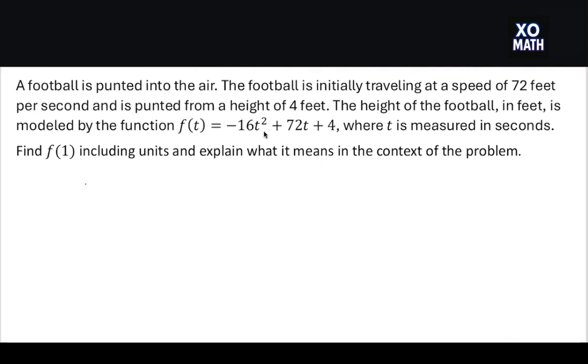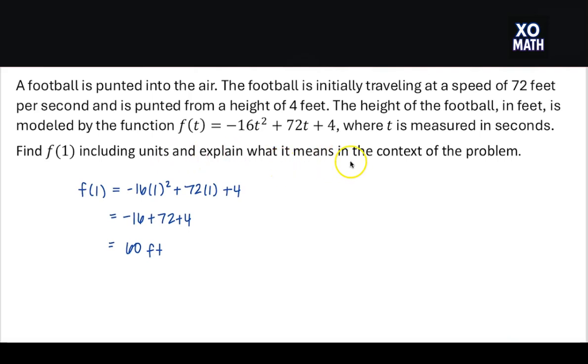So we're going to have f of 1 is equal to negative 16 times 1 squared plus 72 times 1 plus 4. That's negative 16 plus 72 plus 4. And that is equal to positive 60. Now the output of our function, f of t, is the height in feet. So we have 60 feet is f of 1, including units.